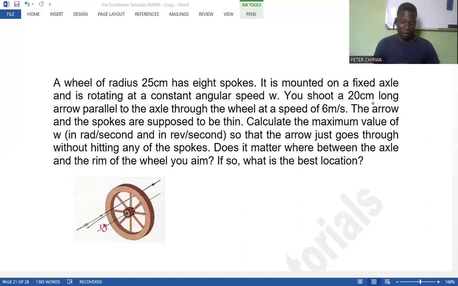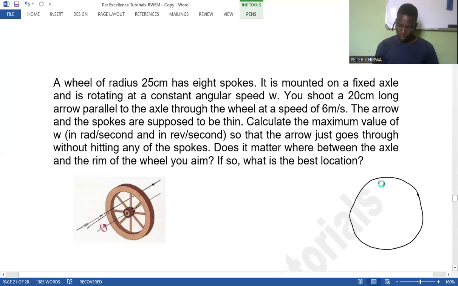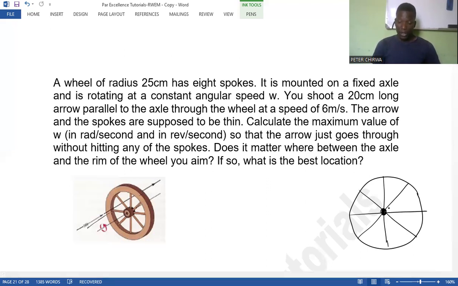So the problem says a wheel of radius 25 centimeter has 8 spokes. All right, so let me try to redraw. And then it has got 8 spokes. Okay, so that is the axle. So we have 8 spokes, and it is mounted on a fixed axle and is rotating at a constant angular speed, omega.